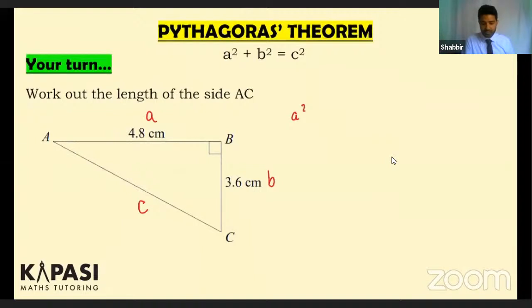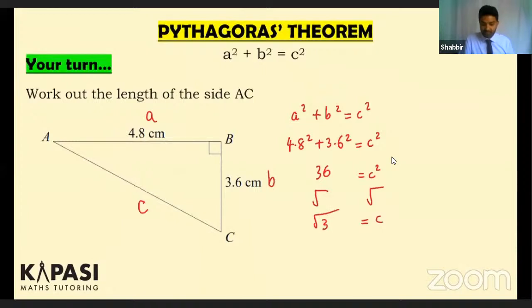So A squared plus B squared equals C squared. We put the numbers in. So 4.8 squared plus 3.6 squared equals C squared. I'm going to need my calculator for this. 4.8 squared plus 3.6 squared. I'm just going to type all of that in, and that gives me 36. So C squared equals 36. I need to work out C, so I need to square root both sides, which gives me C equals the square root of 36.